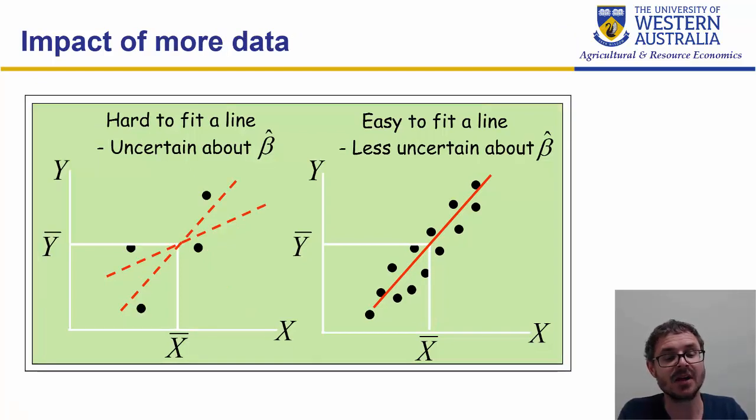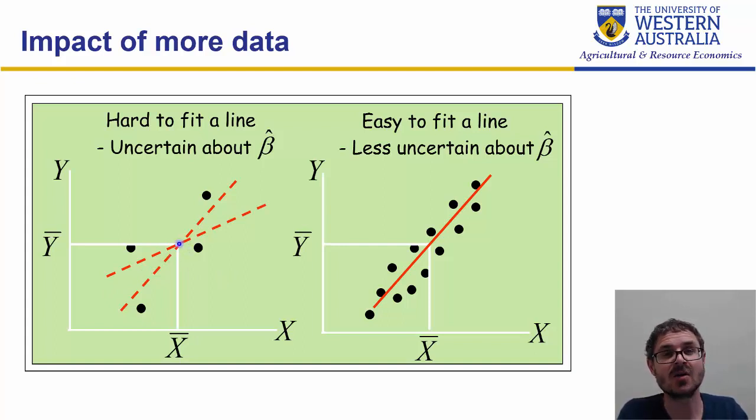The other thing that we can see is if I just have more data. We've seen this one repeatedly, the value of more data. If I have a lot of data, it's easy to fit the trend line. I can be quite certain about it. But when I have very few data points, I am very uncertain about where the trend line is. So I'll be uncertain about the true value of the slope.